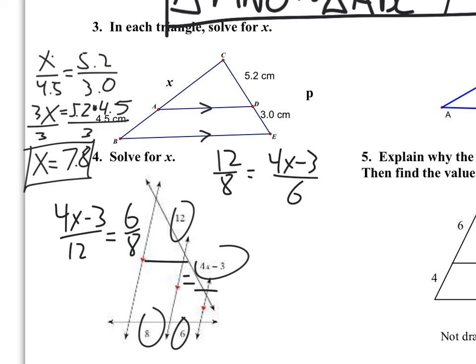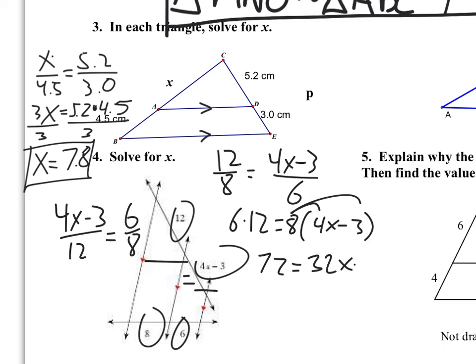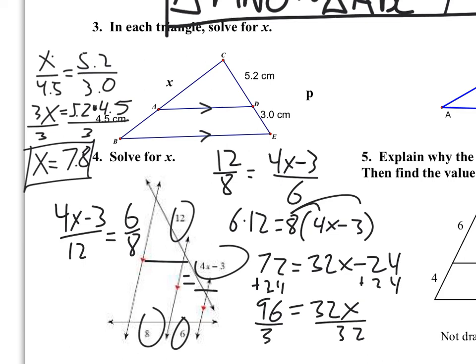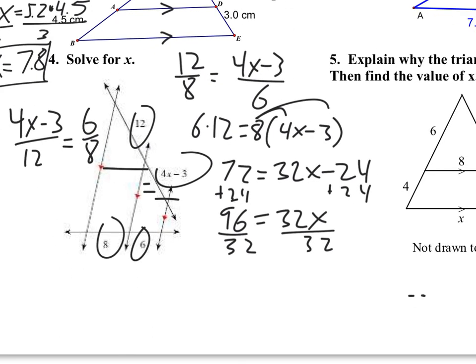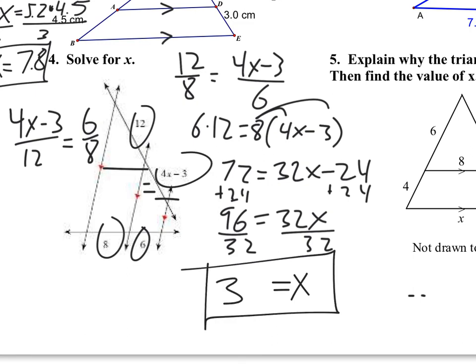And if we cross multiply, we get 6 times 12 equals 8 times 4x minus 3. Make sure you put that in parentheses. And we got to distribute here. And this gives us 32x minus 24. And then we're going to add 24 to both sides. And we get 96. Okay. And then we divide by 32. And we got our answer. Looks like 3, right? That's very nice. So x equals 3.